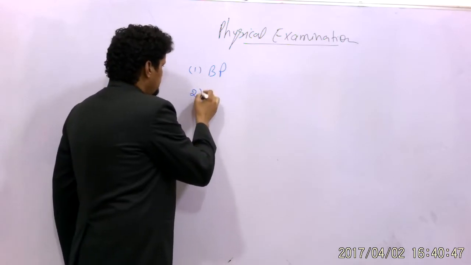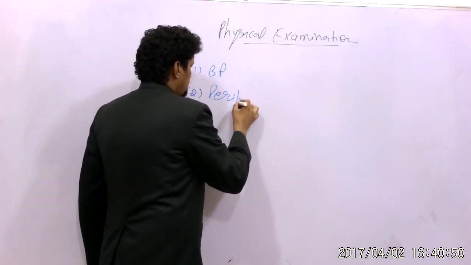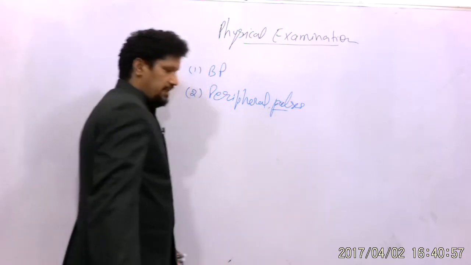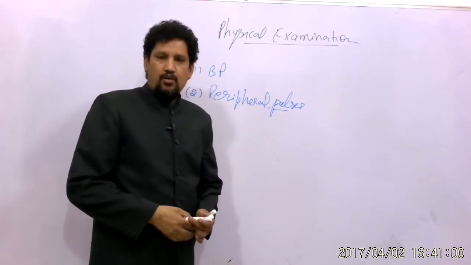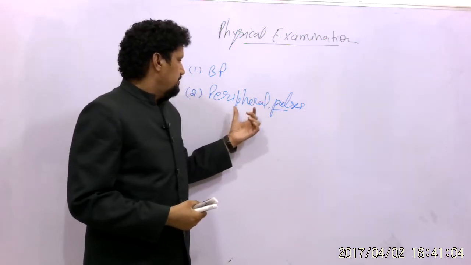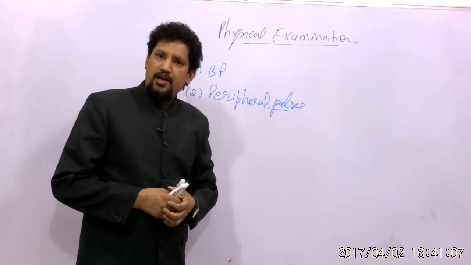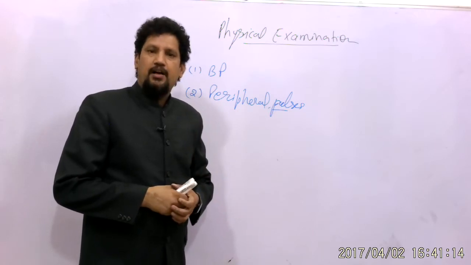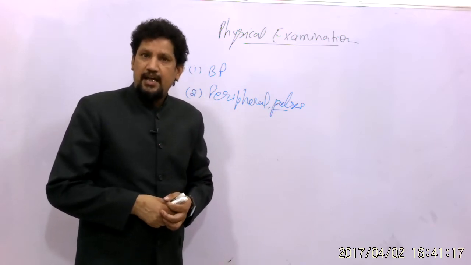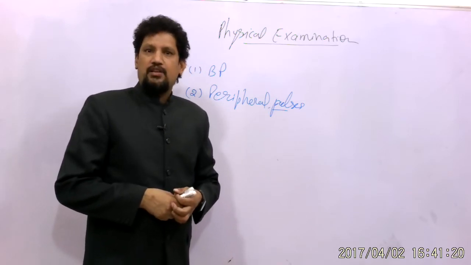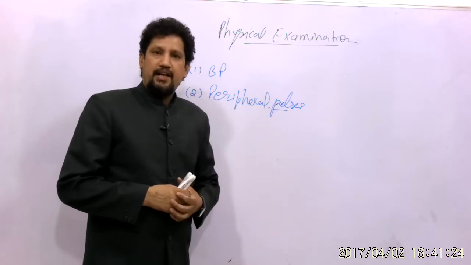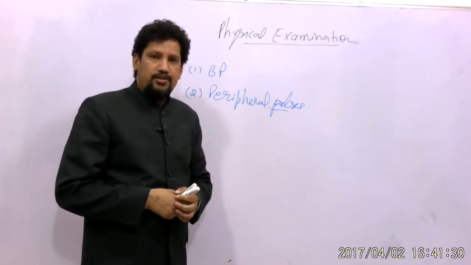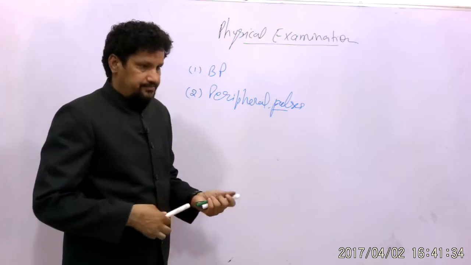Peripheral pulses. To rule out atherosclerosis and other vascular diseases, peripheral pulses in the radial artery, femoral artery, dorsalis pedis artery, popliteal artery and the carotid artery should be recorded at the time of the physical examination to rule out the vascular component of the causes of erectile dysfunction. So blood pressure and peripheral pulses should be noted.